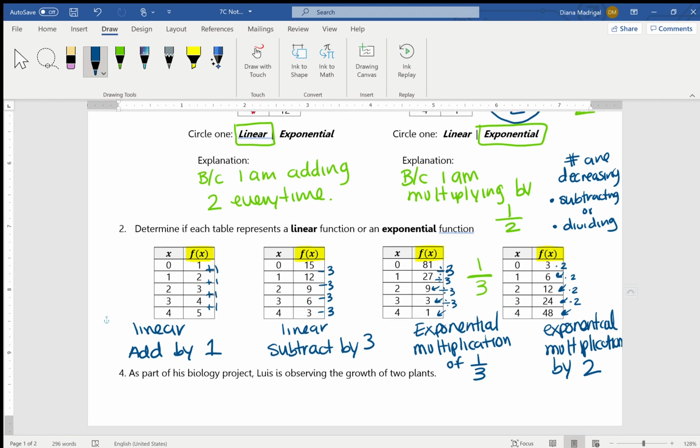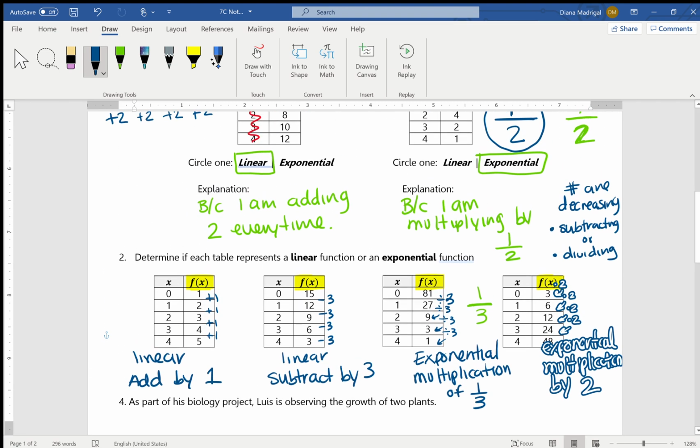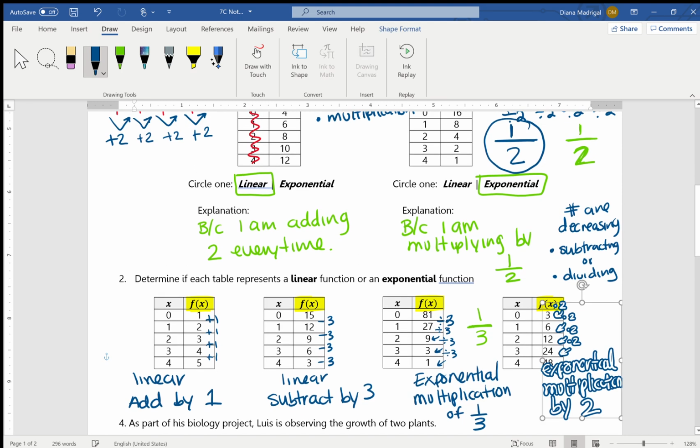And that's all we are doing for today. We're going to move on to the next notes maybe tomorrow or in 2 days.